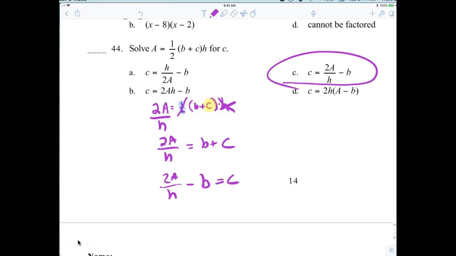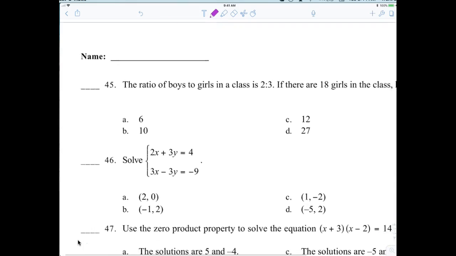All right, they always put those up. Why do you multiply by 2 to get rid of the 1/2 and not divide by it? Dividing by 1/2 is the same. All right. All right, here we go.